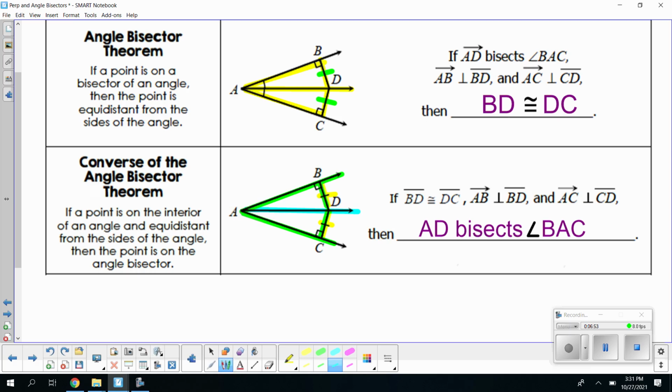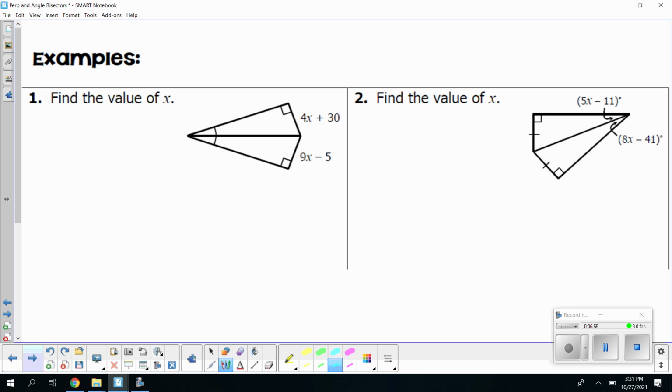All right, let's look at some examples. Take a look at number 1. We have to find the value of x. So because we have 2 angles that are congruent to each other, and we have these perpendicular lines here and here, we can assume that these 2 segments are equal to each other. 4x plus 30 is equal to 9x minus 5, and we can solve.